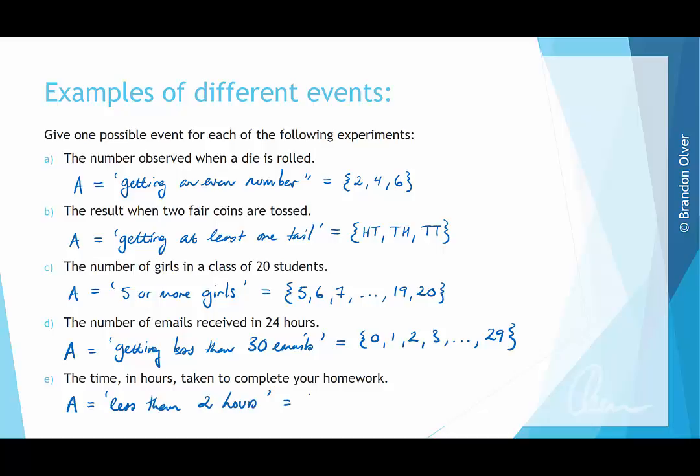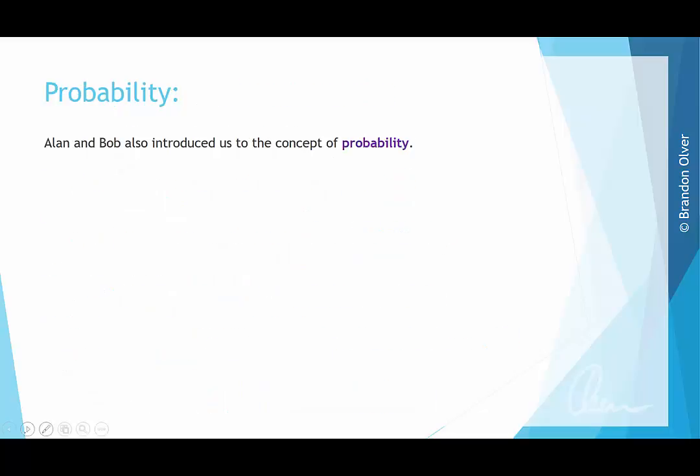So for that, we're going to use that special notation that you probably haven't seen a lot of, that T such that 0 ≤ T < 2, because we know we can't have negative time. Alan and Bob also introduced us to the concept of probability.